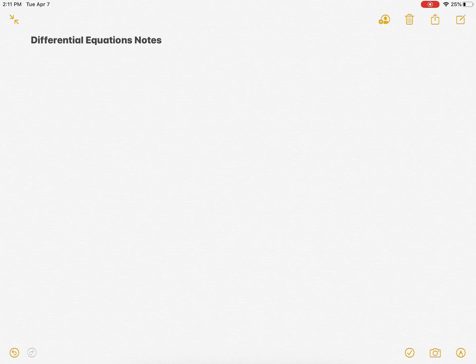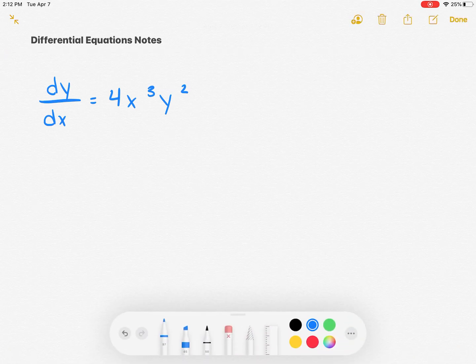Alright, so if we're going to solve a differential equation, for example, dy/dx equals 4x cubed y squared, I know it's a differential equation because I have an x and a y both in my equation. And the first thing I'm going to do is separate the variables. I want to make sure x and y are on separate sides of the equation.